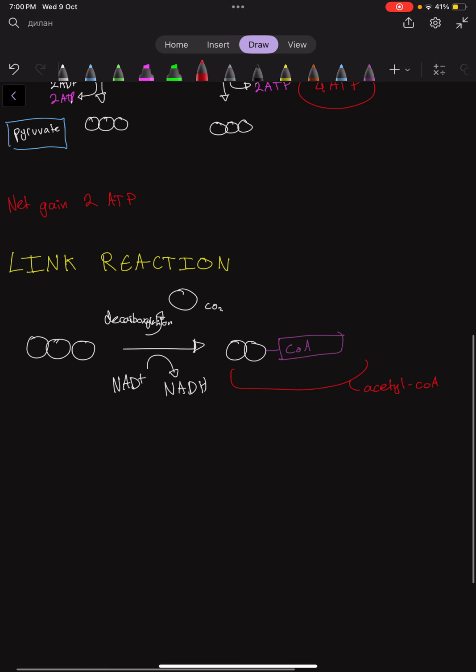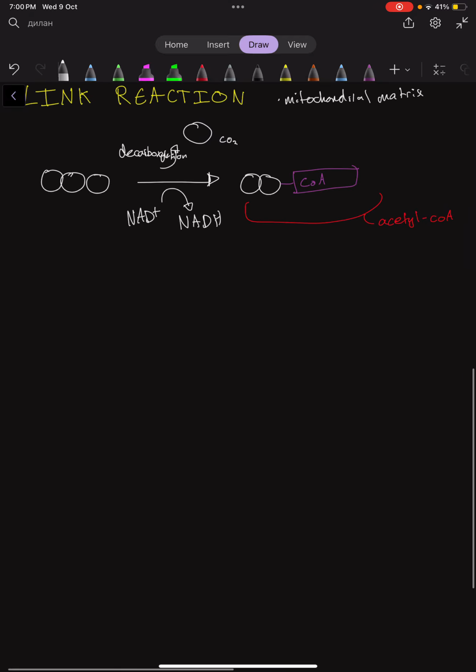Okay, link reaction. This happens in the mitochondrial matrix, which is kind of that inner area, that cytoplasm, if you will, of the mitochondria. Okay, then this is the Krebs cycle.